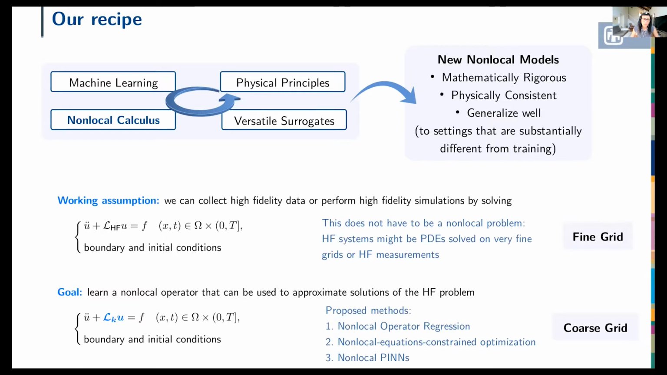I'm gonna assume to be given some high fidelity data, or I'm gonna perform some high fidelity simulations. This is my high fidelity model. It doesn't have to be a non-local model. And actually most of the times it's not a non-local model, because what a non-local model does is to upscale.